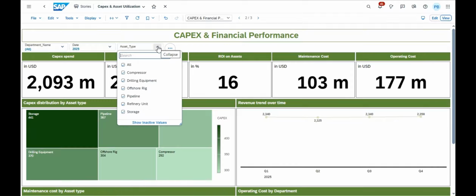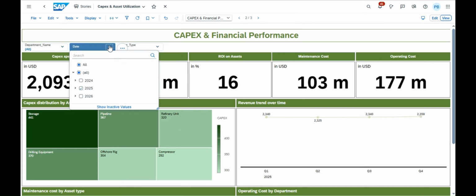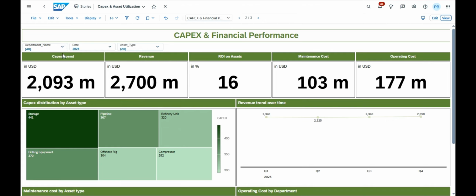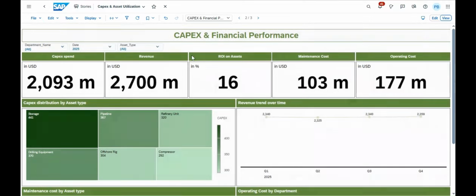This dashboard enables proactive financial monitoring by improving visibility into CAPEX allocation and operational spending. It enhances strategic asset planning through real-time insights into maintenance and profitability performance. And it supports cost optimization initiatives by helping organizations balance investment, operational efficiency, and financial returns. In short, this page acts as a strategic control center for capital expenditure analysis and asset performance management.